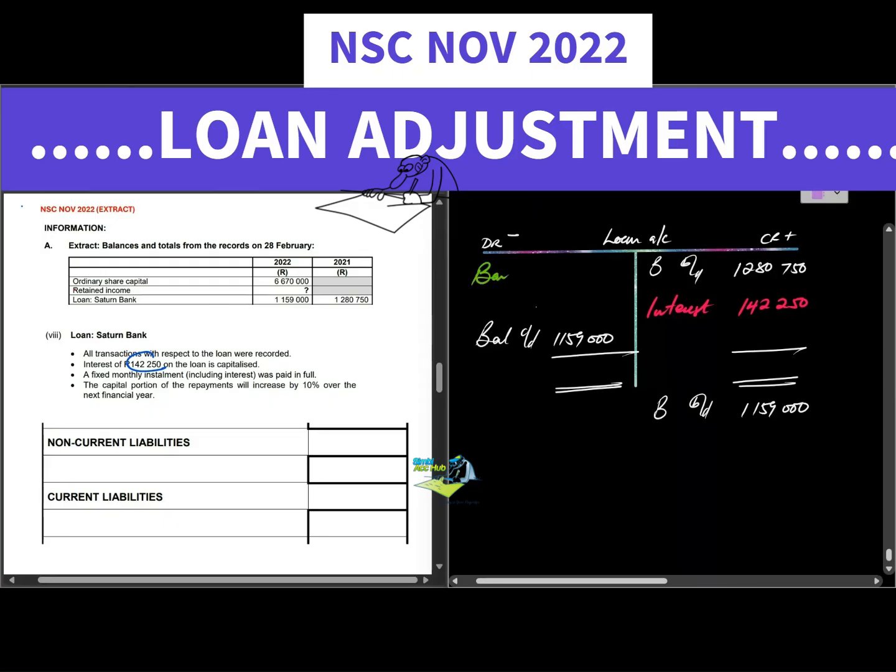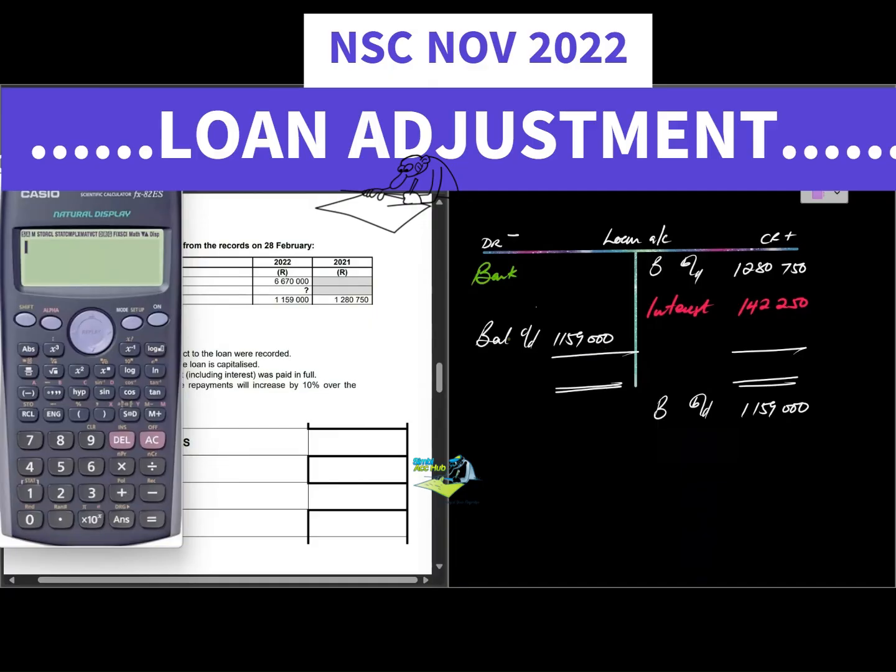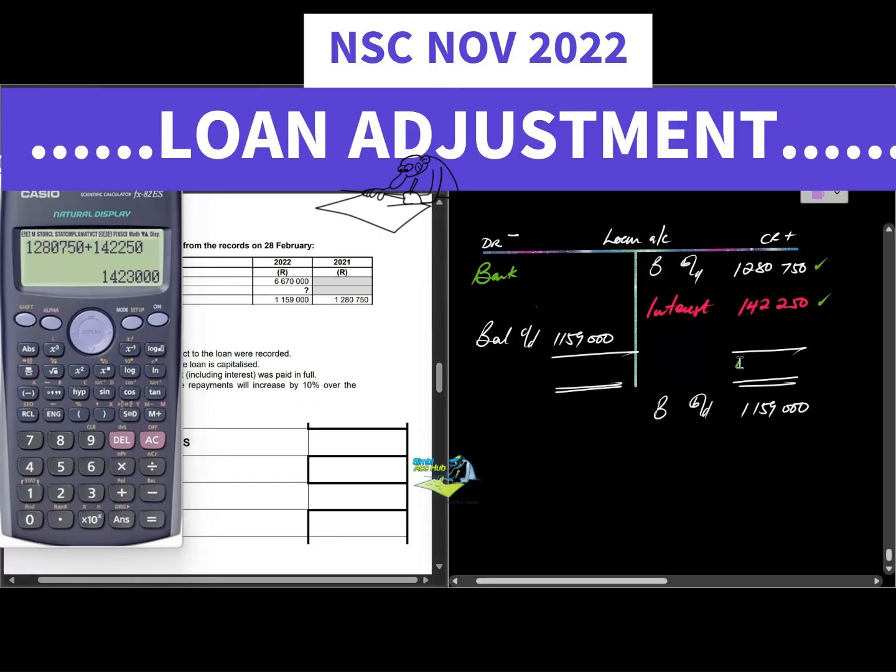I'm just going to say bank here. For me to get that one, I'm now going to close off my ledger account. I'll say the 1,280,750, which is this one here, plus the interest, which is 142,250. And then that gives me 1,423,000. Let's do that again. It's giving me 1,423,000.